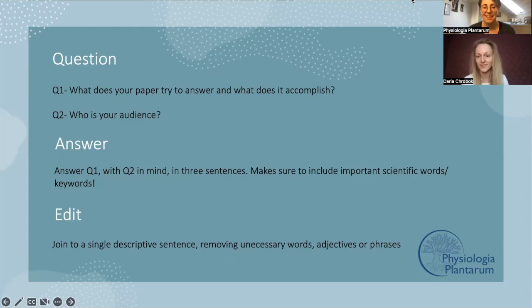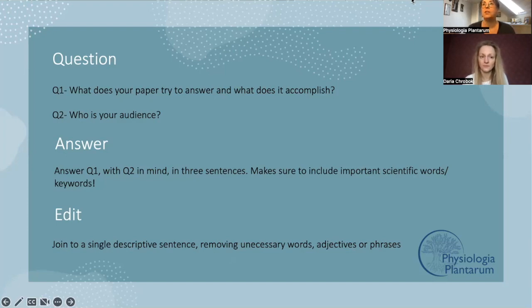Exactly. So I made this slide to simplify things a little bit and get you to a place where to start, basically. I think that you should ask yourself two questions: what does your paper try to answer, and what does it accomplish? These are the two main things that I think you should spend some time thinking about.